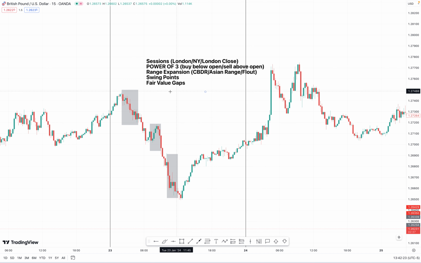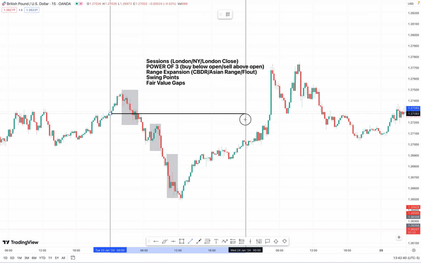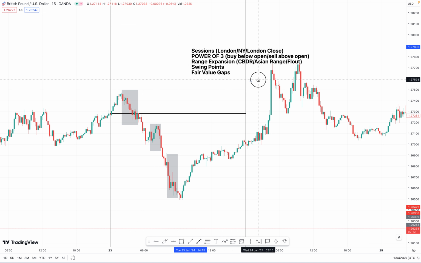So now we've got our sessions in power of 3, so we're going to mark the open, and at the time of trading this is all you're going to have, so we'll keep that on as all we have. Red candle, the high of the body, bring it across, boom. Range expansions: central bank dealers range, Asian range, or float. Now we need to choose between the three.